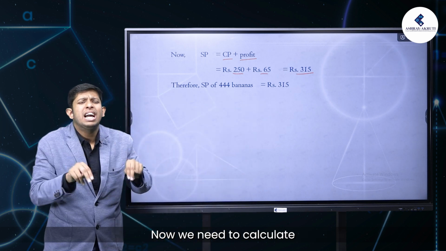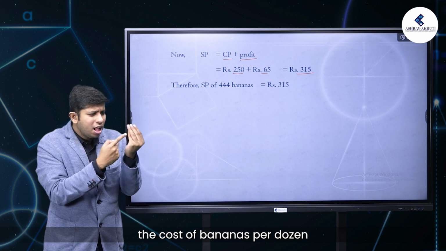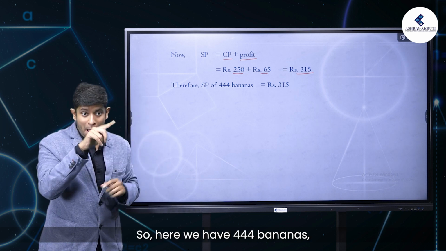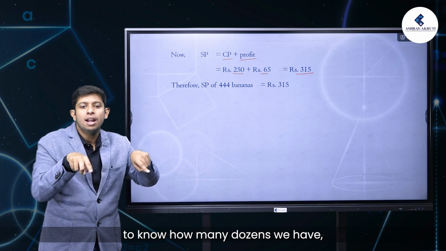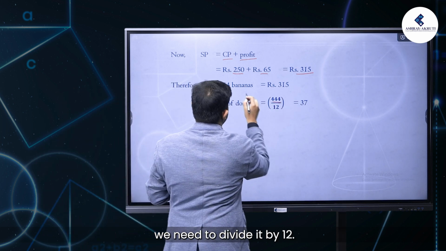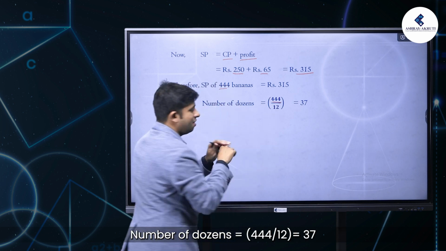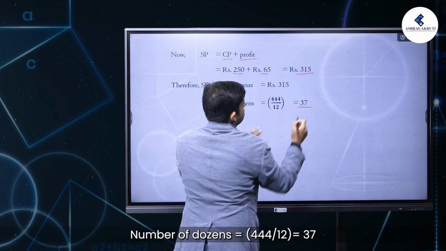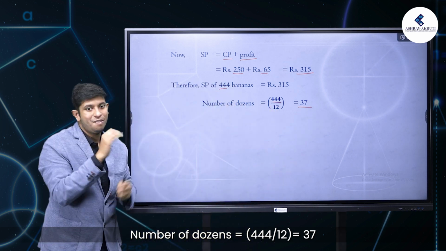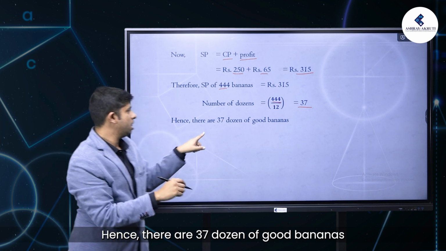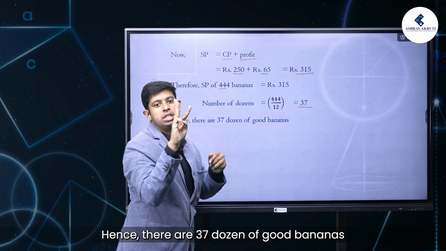Now we need to calculate the cost of bananas per dozen. So, here we have 444 bananas. To know how many dozens we have, we need to divide it by 12. Number of dozens is equal to 444 by 12 equals 37. Hence, there are 37 dozen of good bananas.